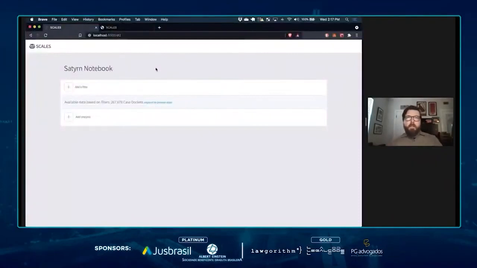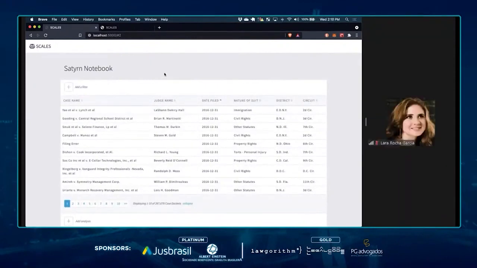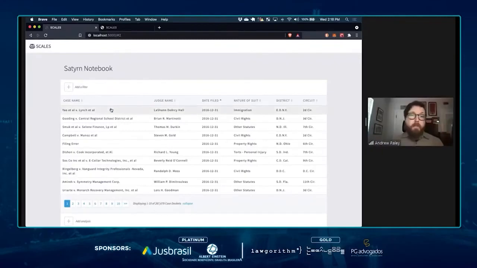and move my share over. Okay. So I trust at this point you are seeing a web browser and someone shout if not. So what we're looking at now is a Satyrn notebook. It's an instance though of the Scales platform. So the data that's loaded in is the data we've been talking about, right? This is case, these are case dockets.